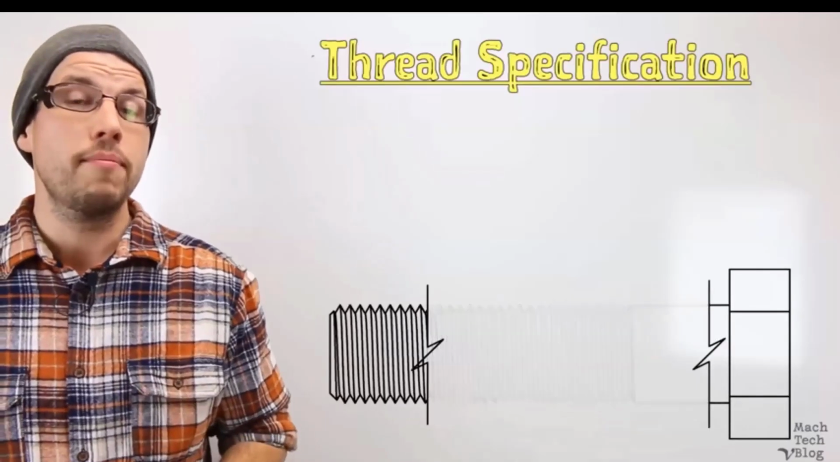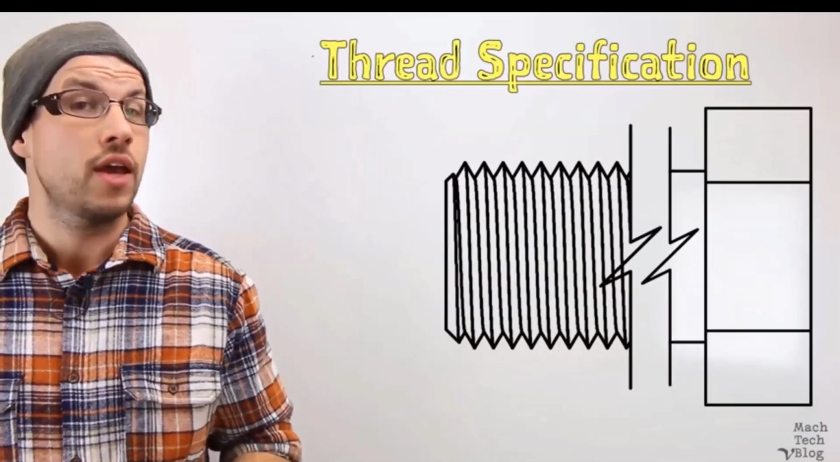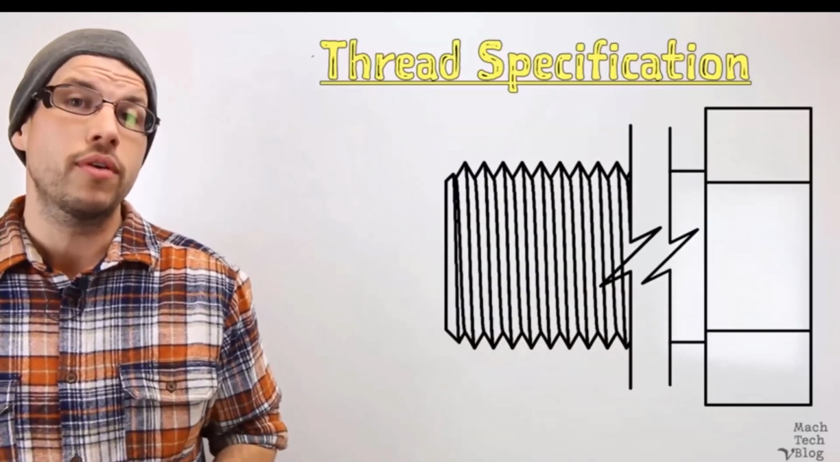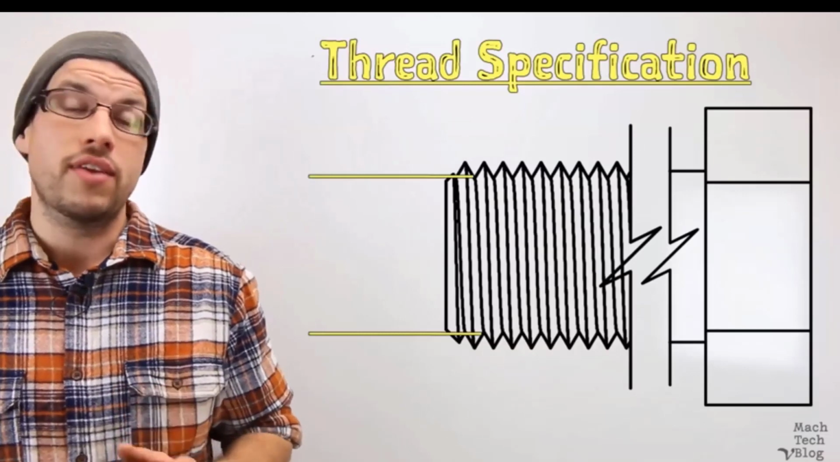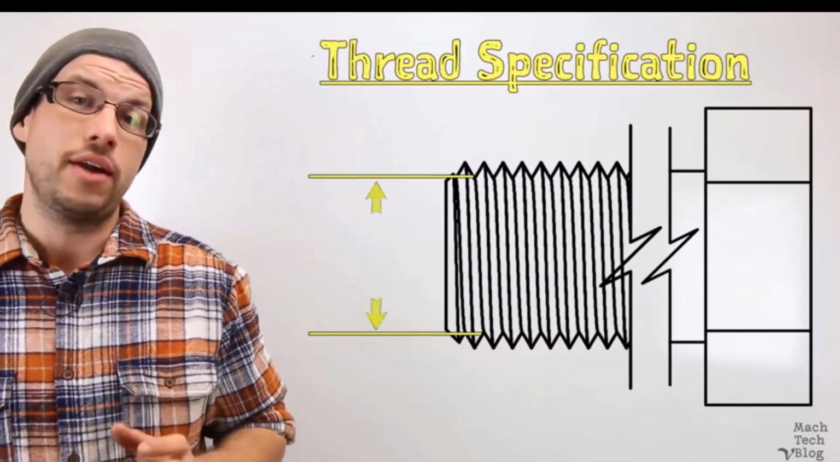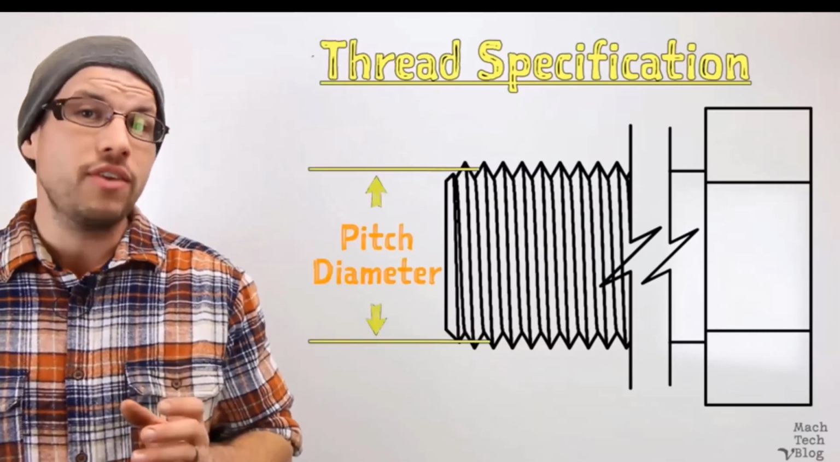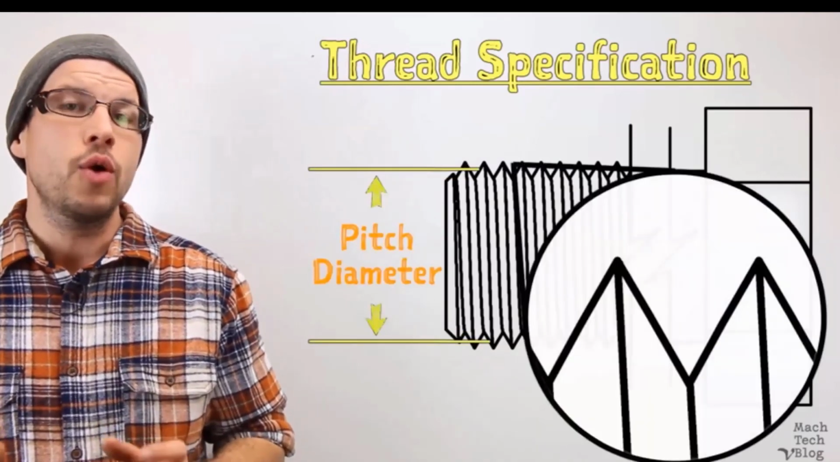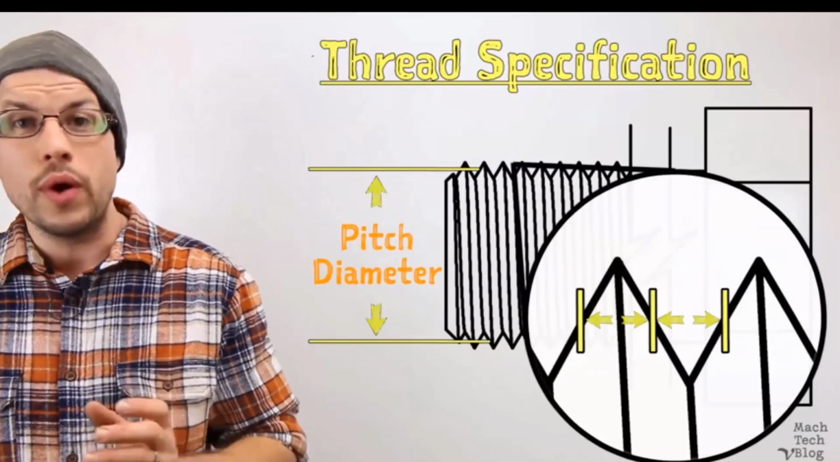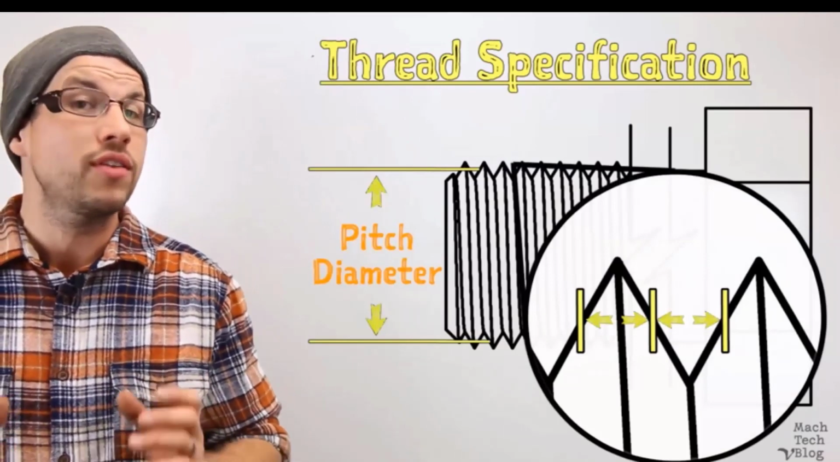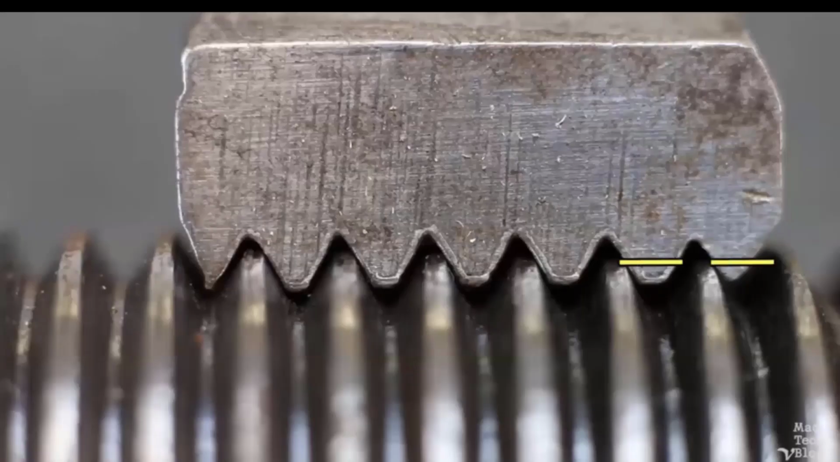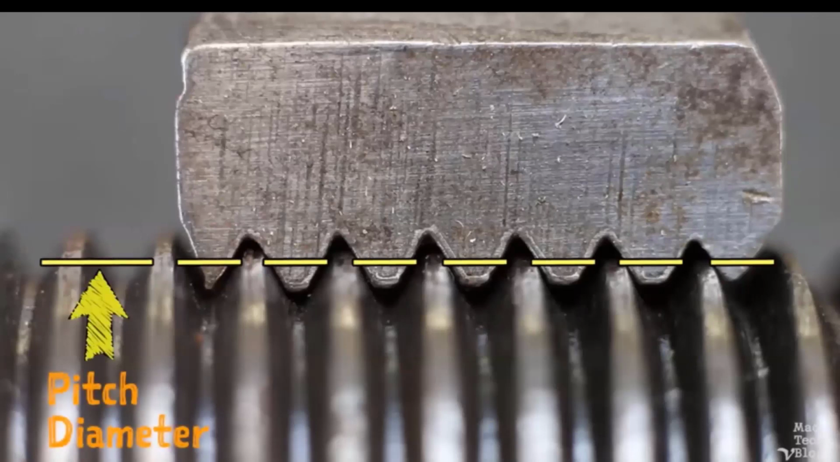Now, although they're not mentioned in the thread specifications, threads do have other important dimensions. The smallest diameter of the thread is called the minor diameter, measured over the roots of the thread. And the pitch diameter is that diameter where the width of the threads and the width of the grooves between them are the same size. It can be tricky to measure the pitch diameter, but this dimension needs to be closely controlled if mating external and internal threads are going to fit correctly.